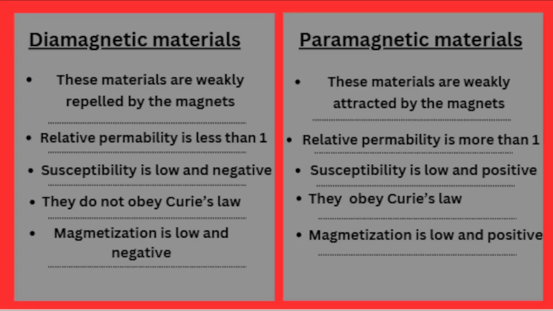Susceptibility is low and negative in diamagnetic materials. Susceptibility is low and positive in paramagnetic materials. Diamagnetic materials do not obey Curie's law, whereas paramagnetic materials obey Curie's law. Magnetization is low and negative in diamagnetic materials, whereas magnetization is low and positive in paramagnetic materials.